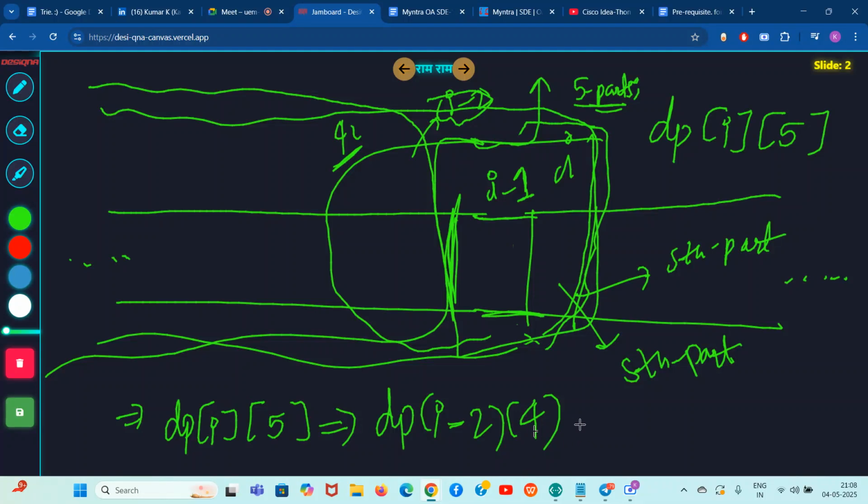Best way you know. Plus, what is the best way for I? What is the best way to satisfy 2 elements I minus 1 comma I? You will take their median, put the element there and calculate the cost. Let's say this cost comes as C1. So the answer will be dp[I minus 2][4] plus C1.